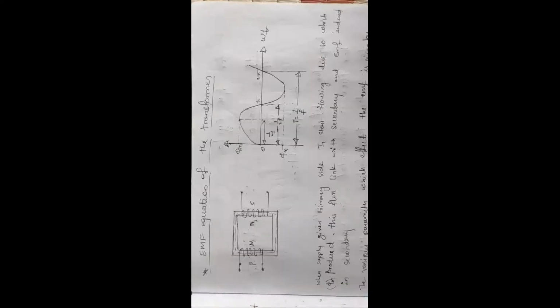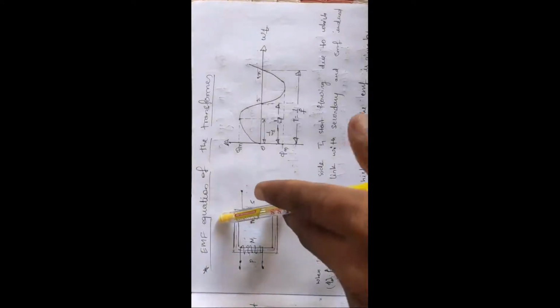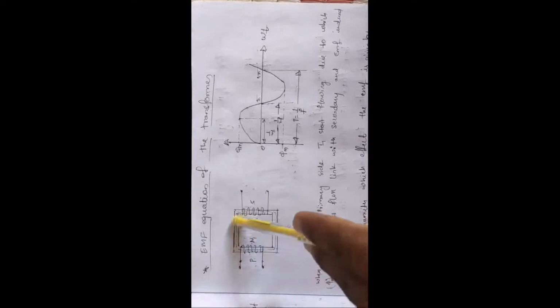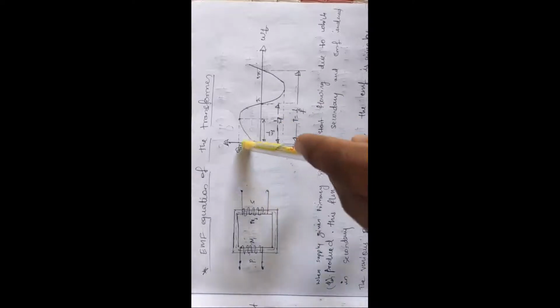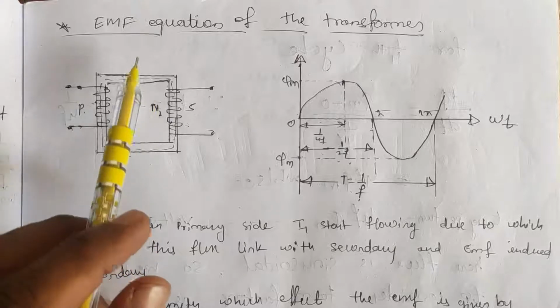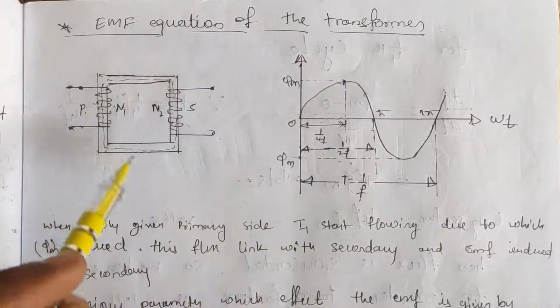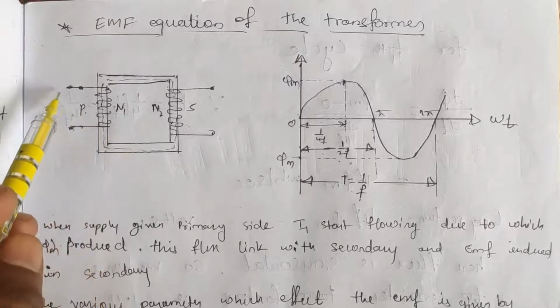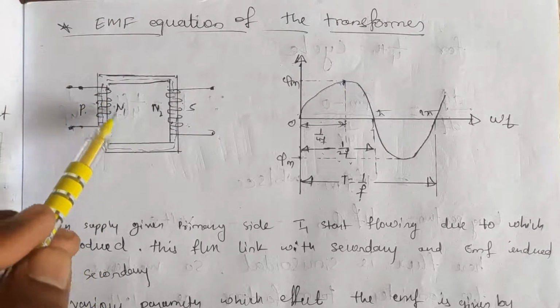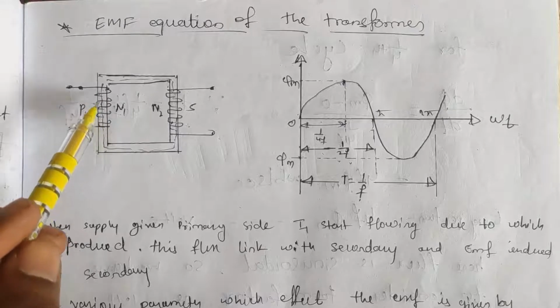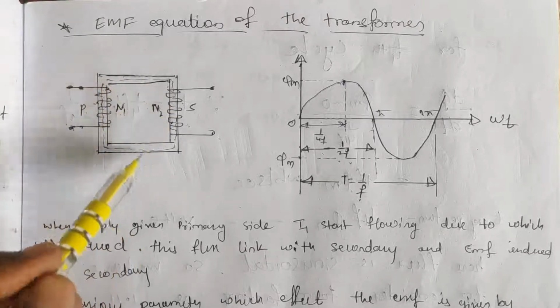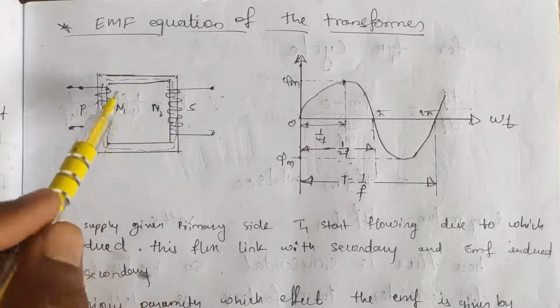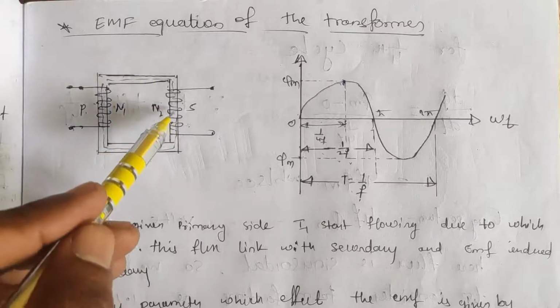Okay, next concept will be EMF equations. This is an important concept in the transformer. By drawing this winding diagram, as well as the primary side voltage or flux waveform, this is the graph of the flux. It is very simple. Normally it is asked for 10 marks in the examinations. When you give the supply over here, the current starts flowing through this.